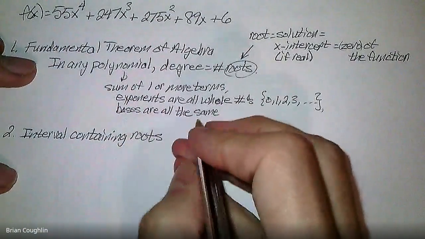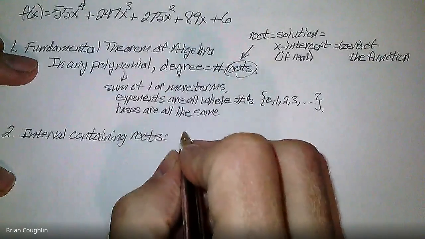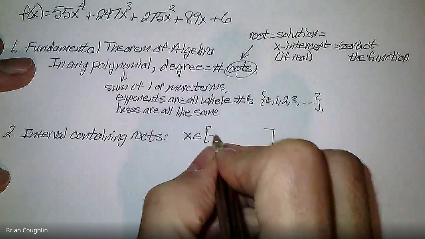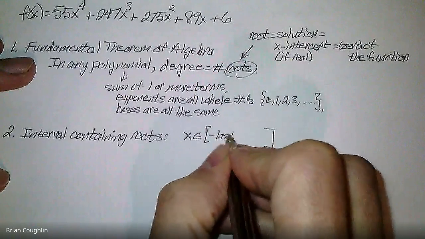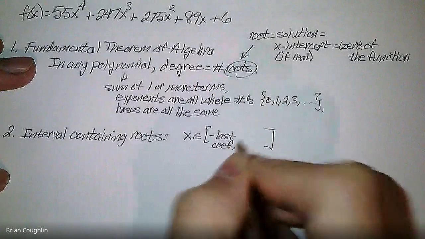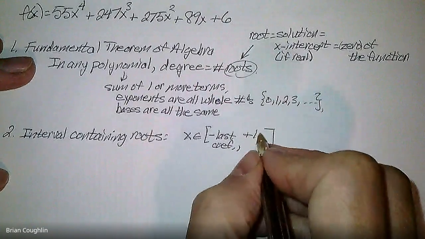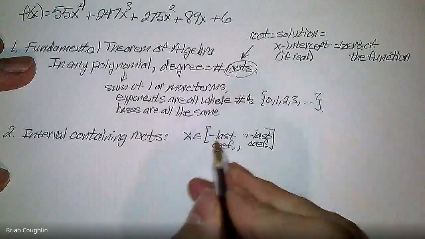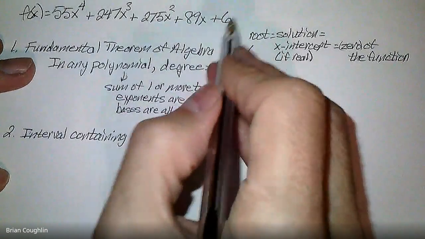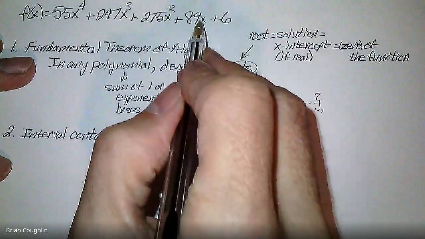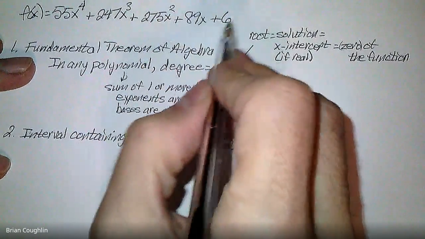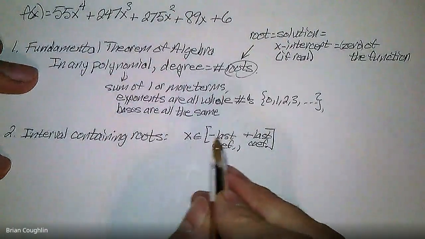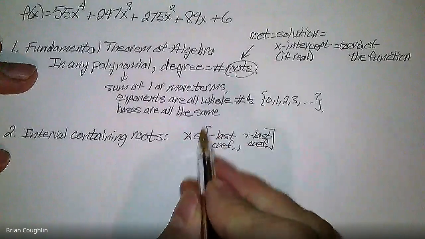Anyway, the interval containing roots is x belongs to square brackets, negative last coefficient. I'm going to abbreviate that. I hope that's okay. And then positive last coefficient. So in this particular case, you notice the last coefficient is 6. There's x squared, regular x, and then there's a constant term, which is the last coefficient. In this case, it's 6. So we would say that x is somewhere between -6 and 6, including those.